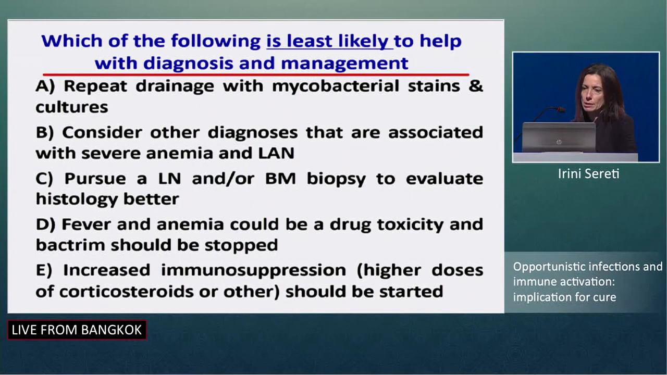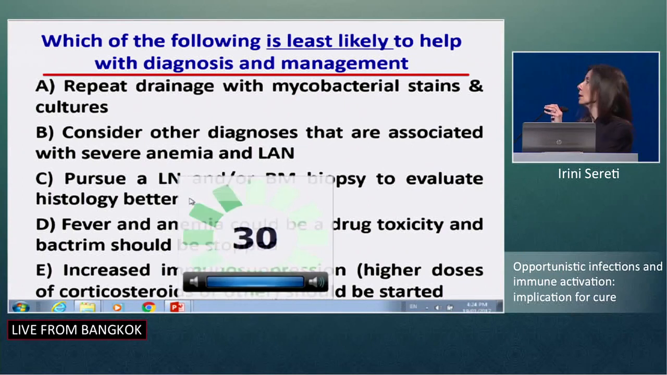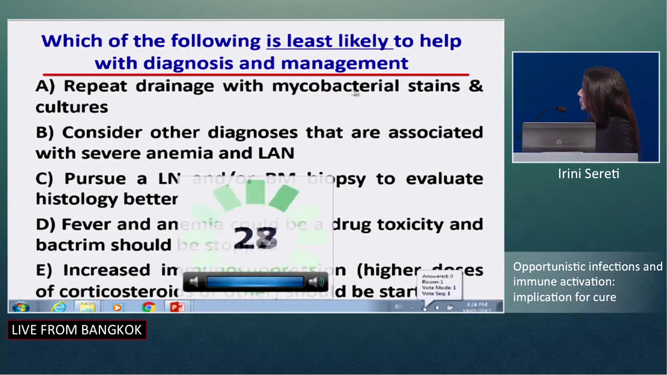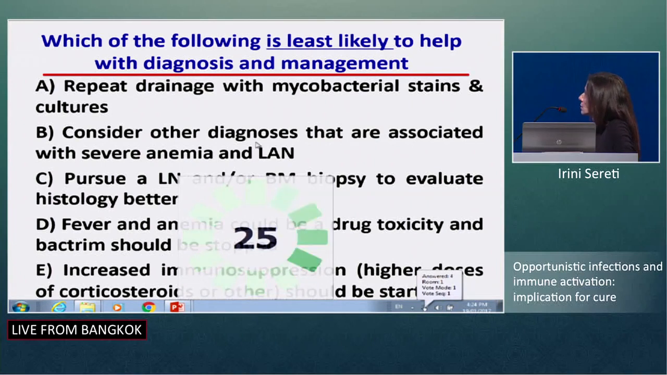So in her case, which of the following is least likely to help with diagnosis and management? Repeat drainage with mycobacterial stains and cultures. Consider other diagnoses that are associated with severe anemia and lymphadenopathy. Pursue a lymph node or bone marrow biopsy to evaluate histology better. Fever and anemia could be a drug toxicity and Bactrim should be stopped. Increased immunosuppression, higher doses of corticosteroids or other, should be started.